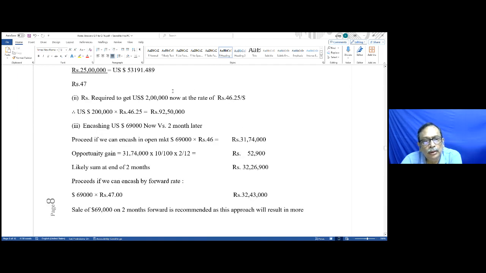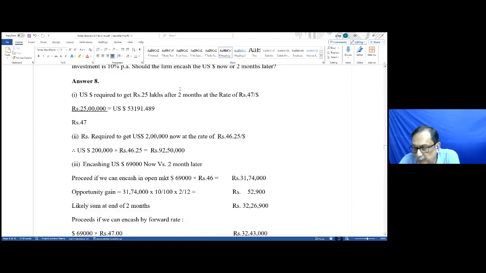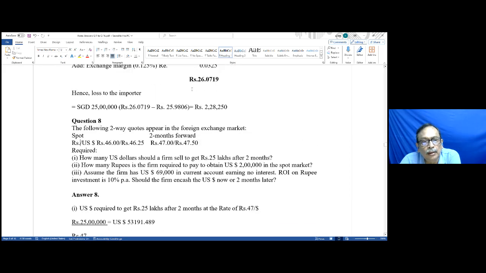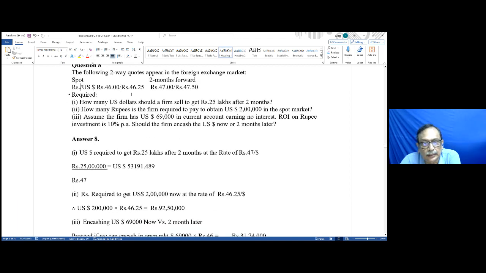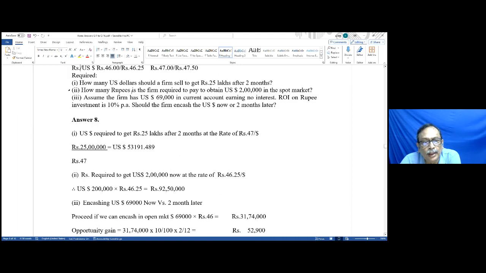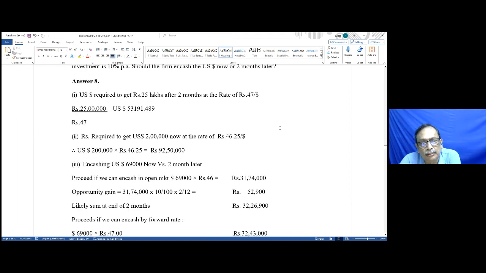So the rupees required to get US dollar 2 lakhs now, at the rate of 46.25, that is the ask. Therefore, US dollar 2 lakhs into rupees 46.25, the total amount comes to rupees 92 lakhs 50,000.